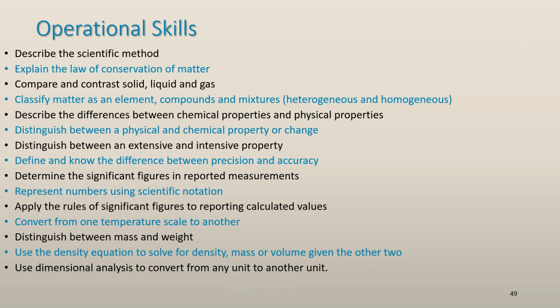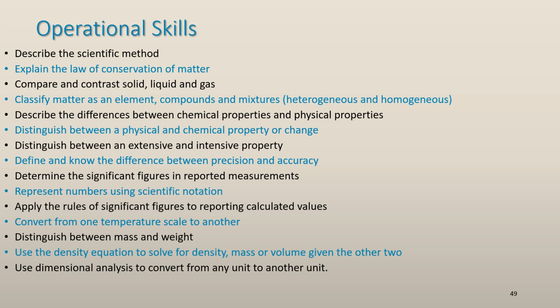All right, so here's what you should be able to do in this chapter. Describe the scientific method, and explain the law of conservation of matter: matter can neither be created nor destroyed. Be able to compare and contrast solids, liquids, and gases, and that's pretty straightforward. Be able to identify something as an element, a compound, or a mixture. Know the difference between chemical and physical properties, and chemical and physical changes. Know the difference between an extensive and intensive property, and the difference between precision and accuracy.